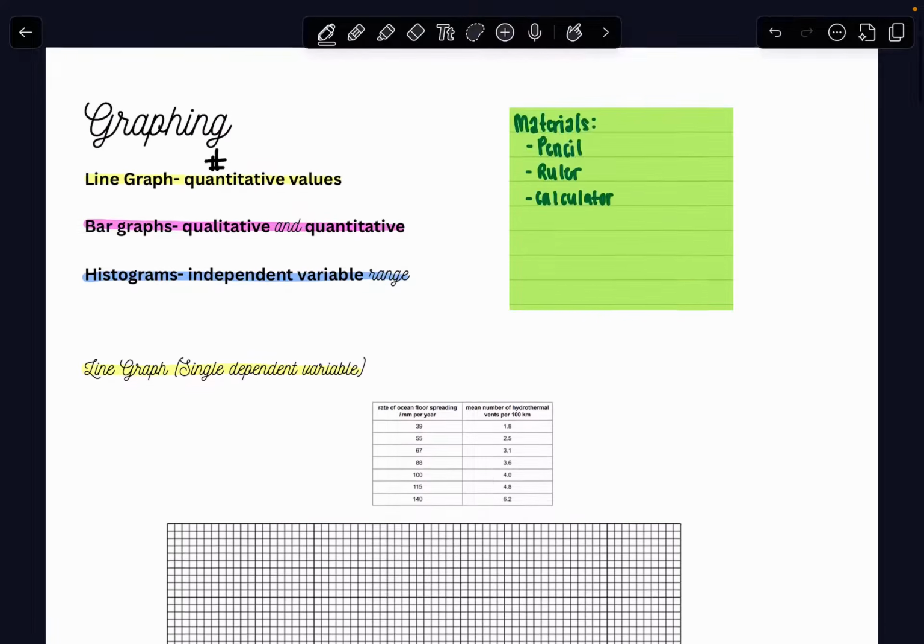Now, what materials should you have? Well, the first thing is you should definitely have a pencil. We always graph in pencil. You should have a ruler. Yes, you need to make sure you're using a ruler, whether you're connecting points or making bars. And finally, a calculator. You're going to figure out why in just a moment, once we start going through each graph, why it would be wise to have a calculator.